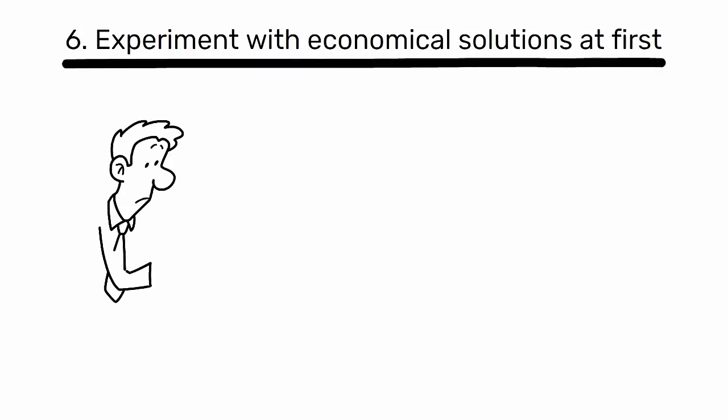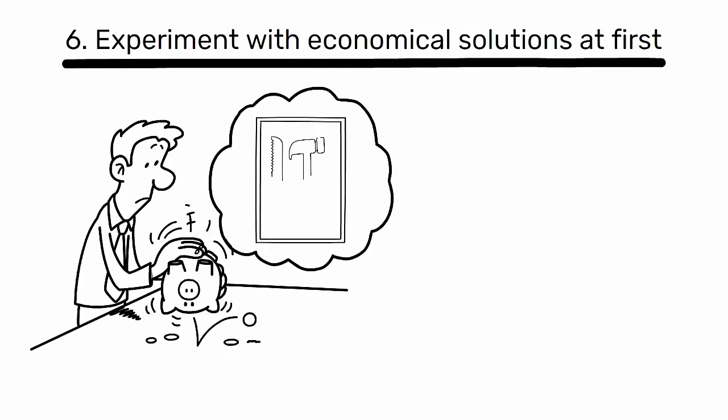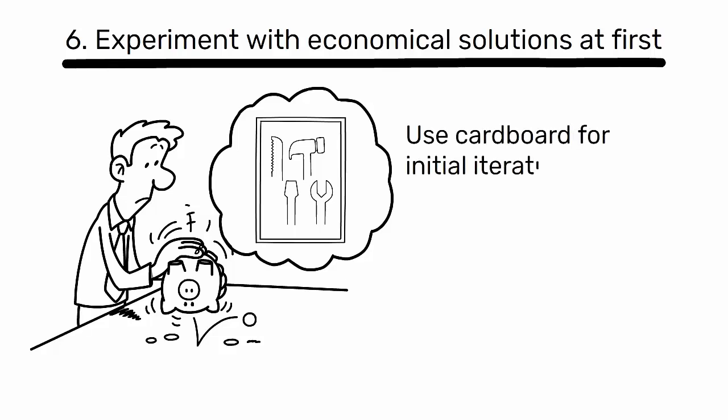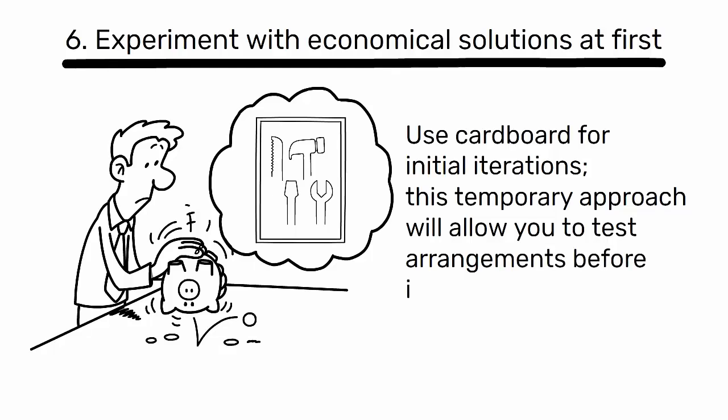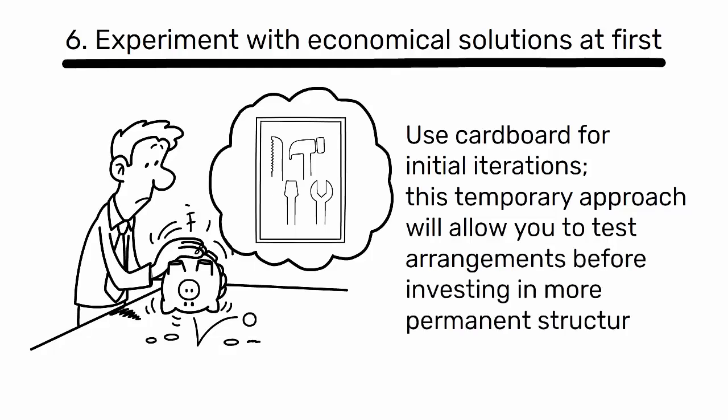6. Experiment with economical solutions at first. Don't immediately spend large sums on equipment like shadow boards. Use cardboard for initial iterations. This temporary approach will allow you to test arrangements before investing in more permanent structures.